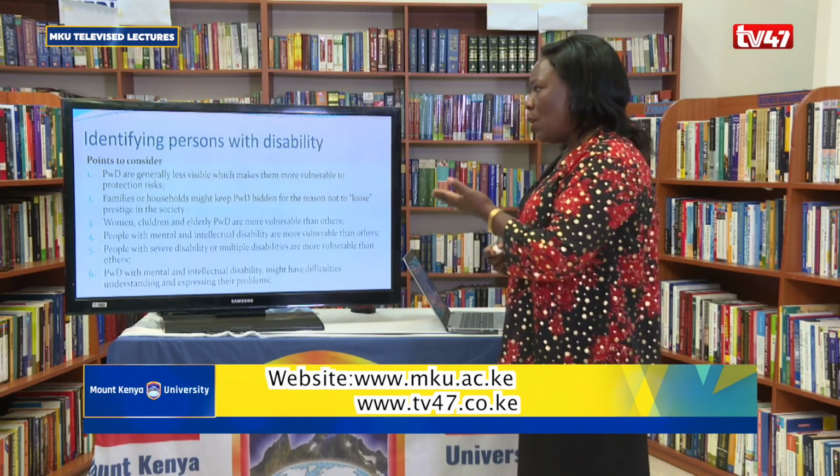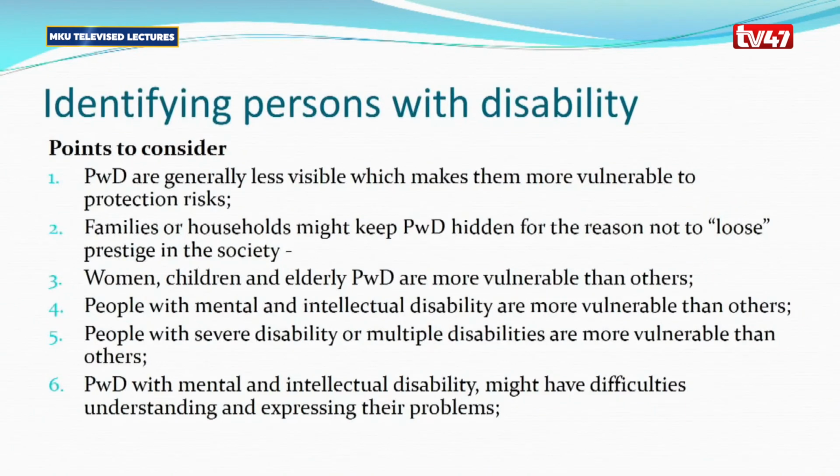So, number 2, families or households might keep people with disability hidden for the reason of not losing prestige in society. So it's good for us to get to know that people will not go exposing, hey, see, I have a child who has a disability. See, my father is now not able, because they used to see, now they cannot see, they are visually impaired. You know, such things, so they are not going to display them. They will hide them. Why? Because of societal fear of losing societal prestige, and maybe they also don't want to be stigmatized.